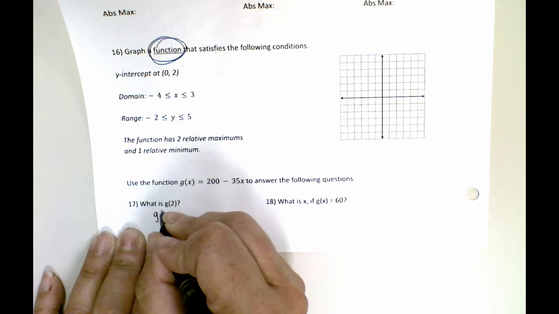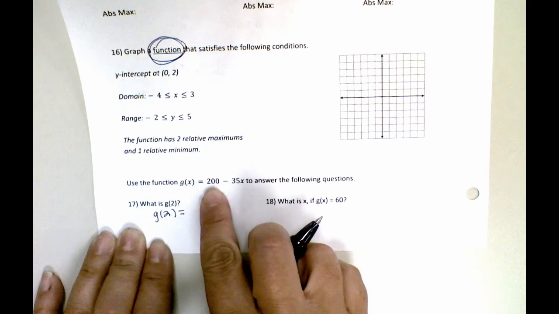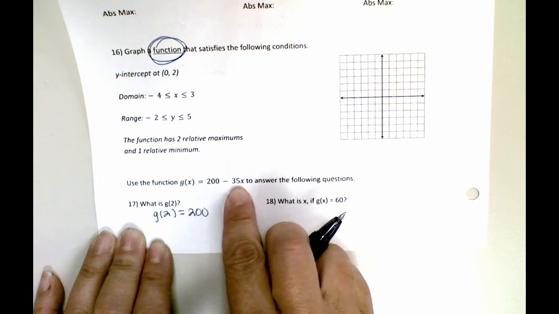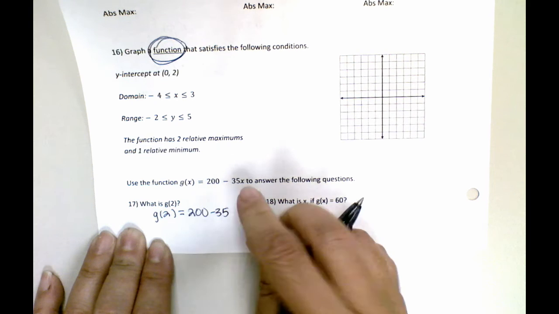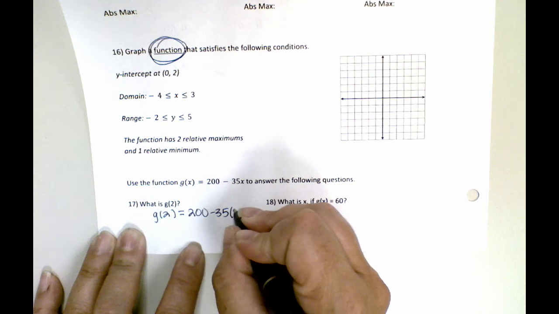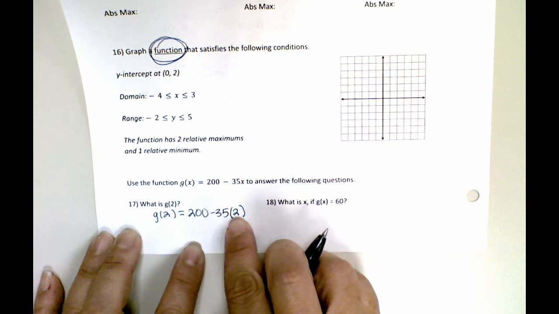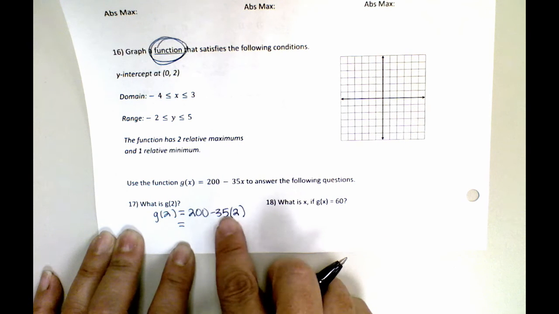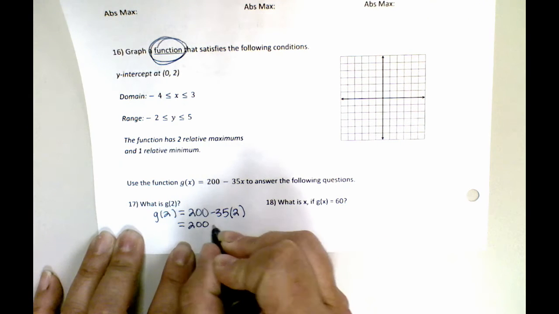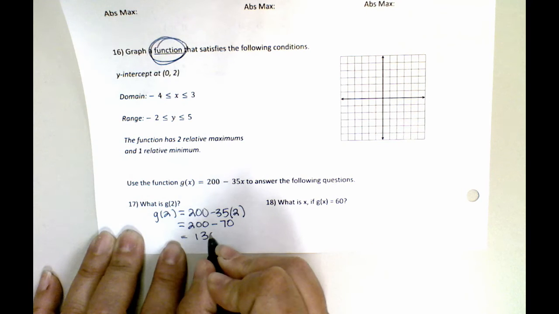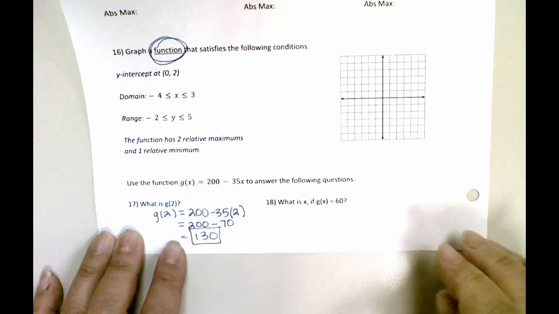So g of 2 is 200 minus 35, and then instead of x, I'm putting in 2 because again, this is showing 2 is in place of the x. So in place of the x, I put 2. And now I'm going to simplify. So multiplication first, 35 times 2 is 70. So I've got 200 minus 70, which gives me 130. So g of 2 is 130.